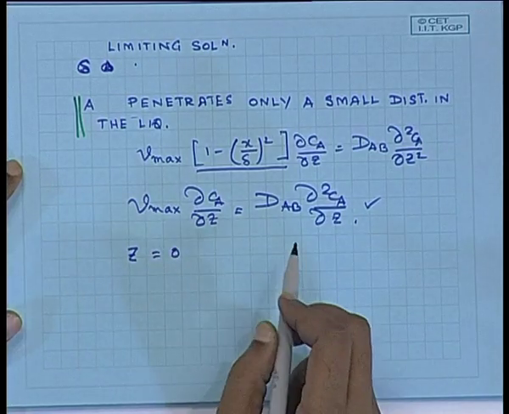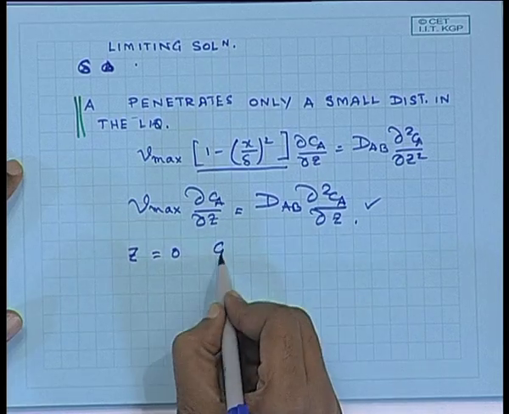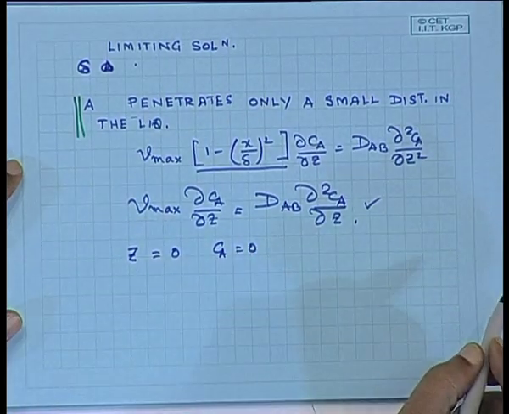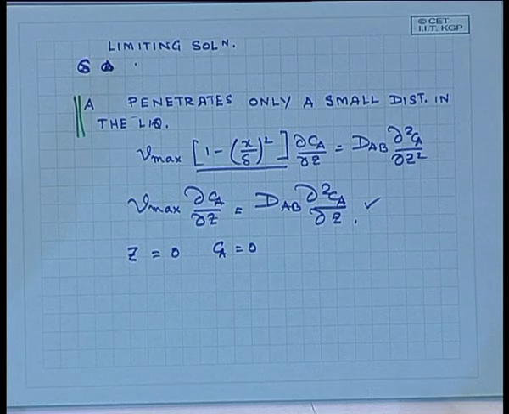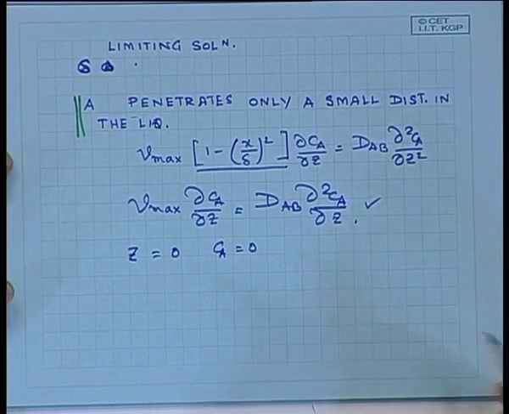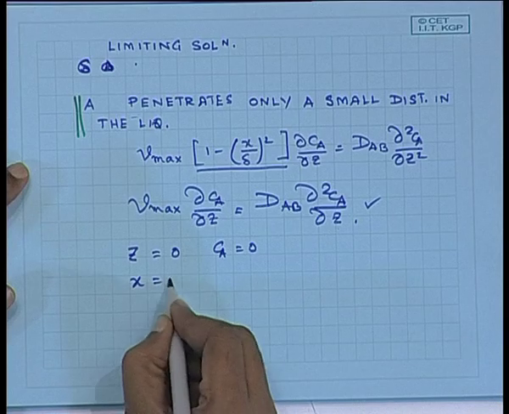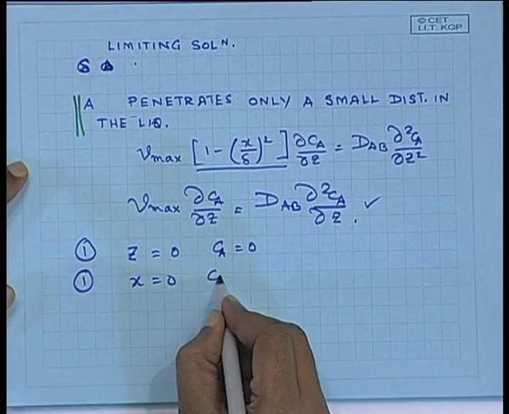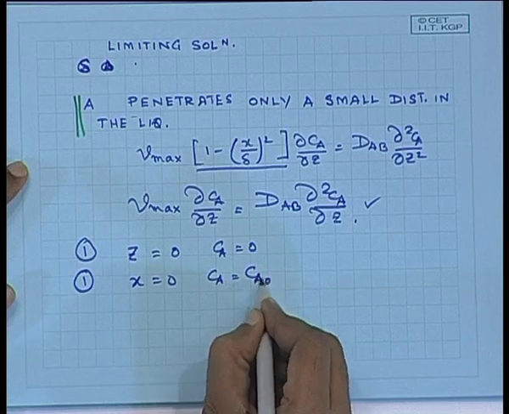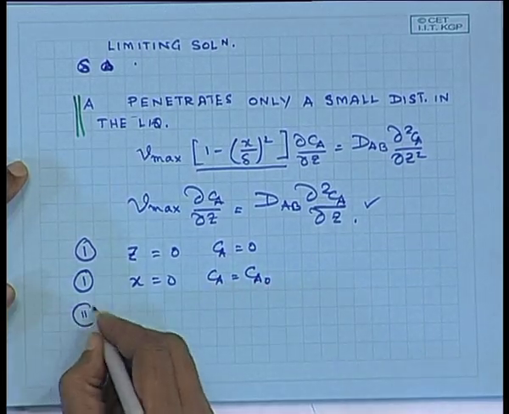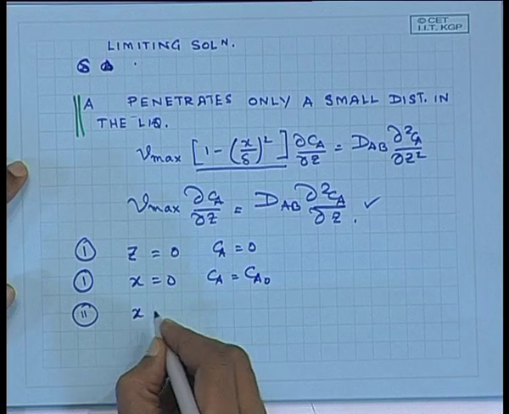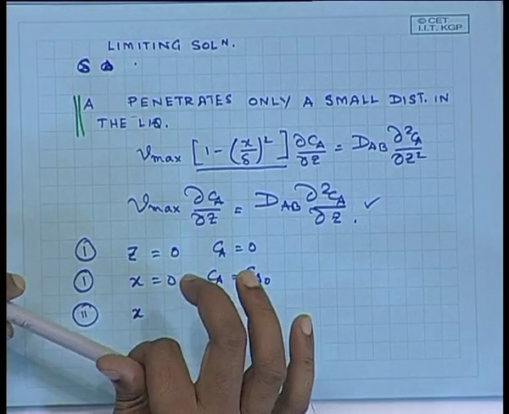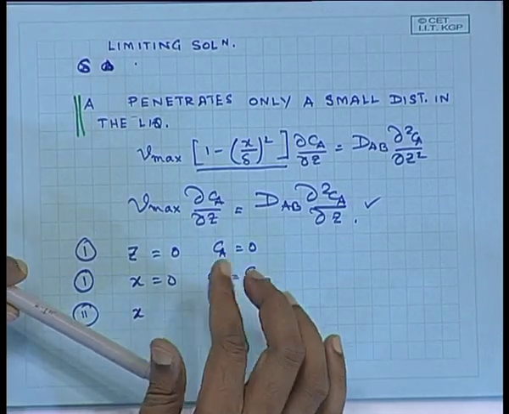Z equal to 0, Ca equal to 0. No change. This is as simple as possible. There can be no more simplifications. At x equal to 0, so this is the first condition on Z, this is the first condition on x. At x equal to 0, Ca is a constant, Ca 0, and the second condition on x was at x equal to delta, del Ca del x was equal to 0.